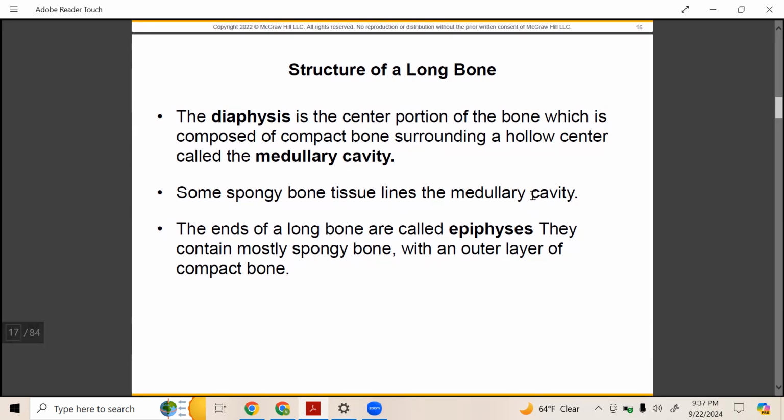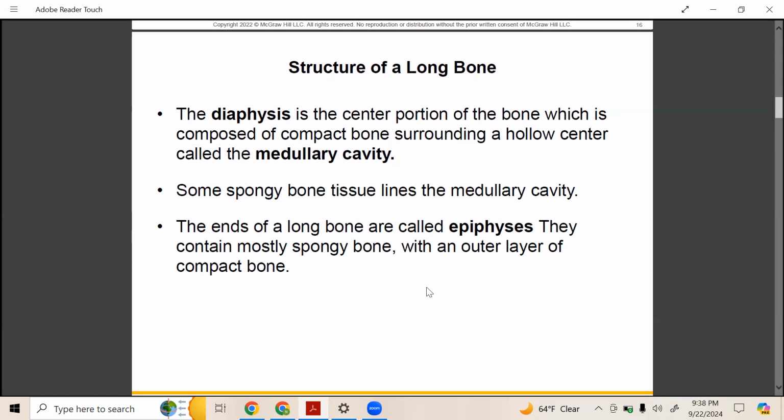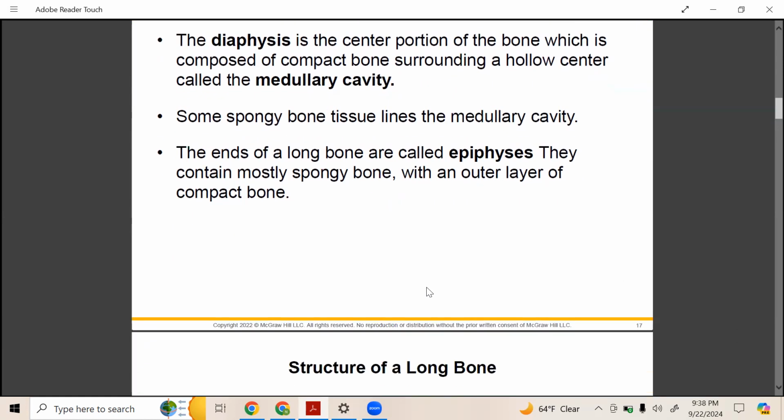marrow and blood supply. At the ends of our long bone, we're going to have the epiphyses. So these are going to be the two ends, the proximal and the distal end of the bone. Our epiphyses are going to be mostly spongy bone. It'll still have an outer layer of compact bone for some strength, but a majority of it is spongy bone, whereas in our diaphyses, it's mostly compact bone with just a little bit of spongy bone in the middle.